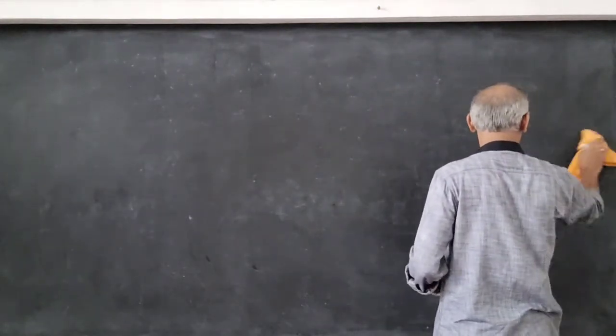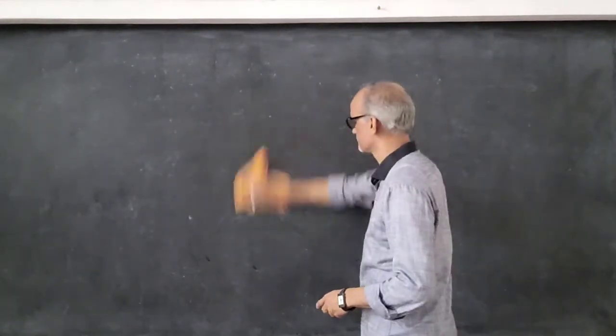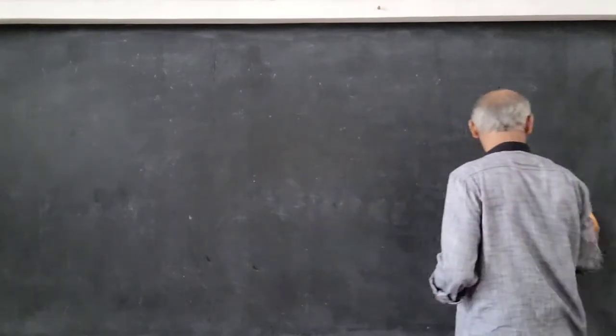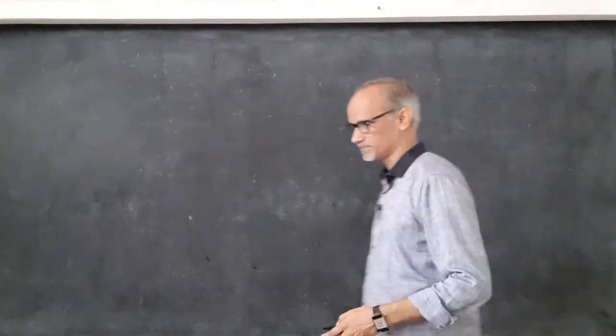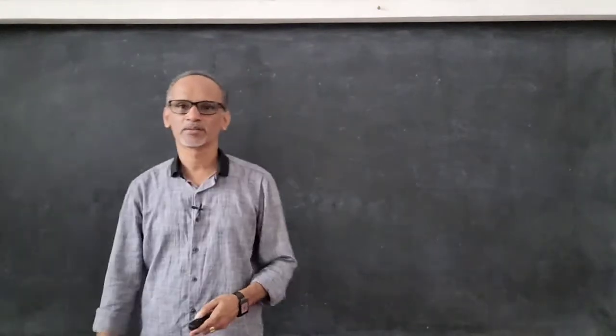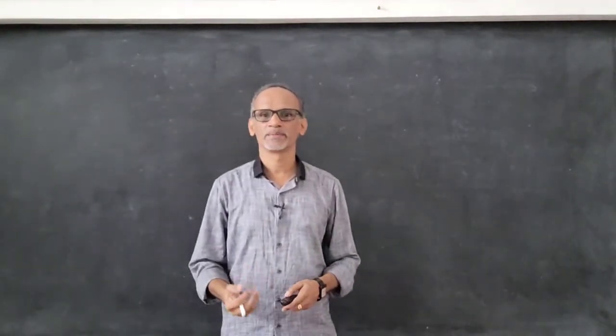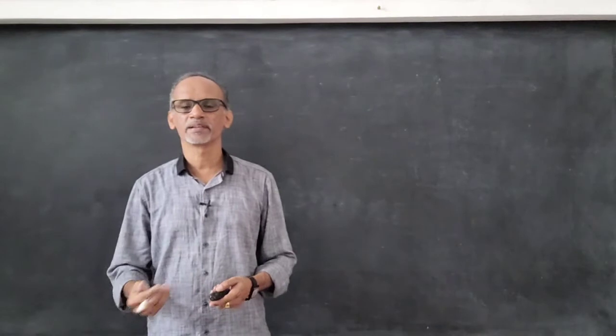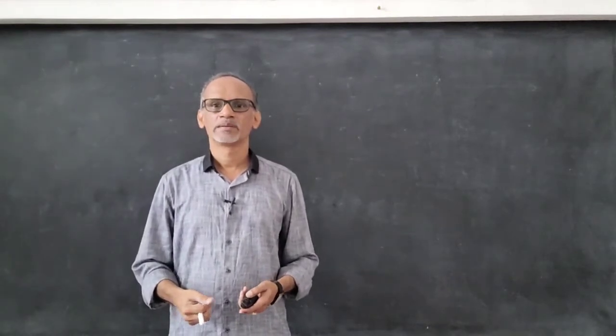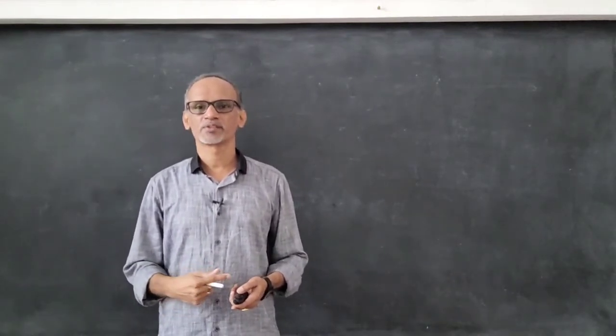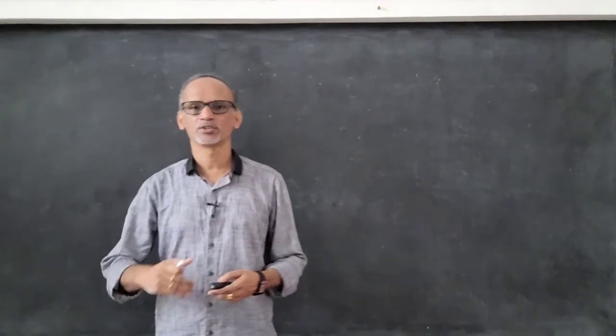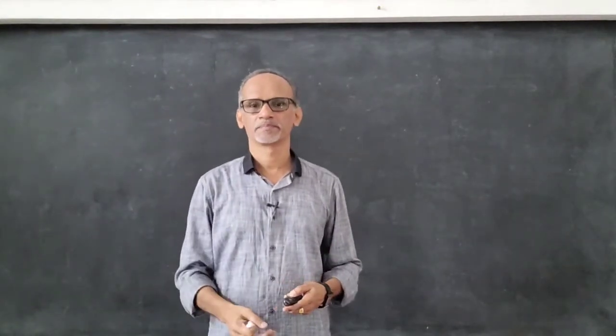The next optical instrument is a telescope. So what is a microscope? Microscope is an optical instrument which is used to view enlarged image of nearby object. What is a telescope? Telescope is an optical instrument which is used to view enlarged image of far object.